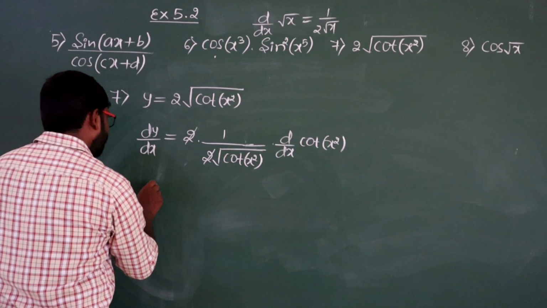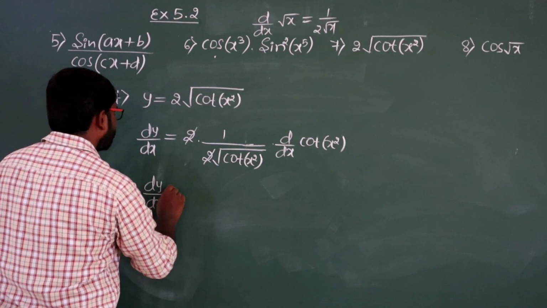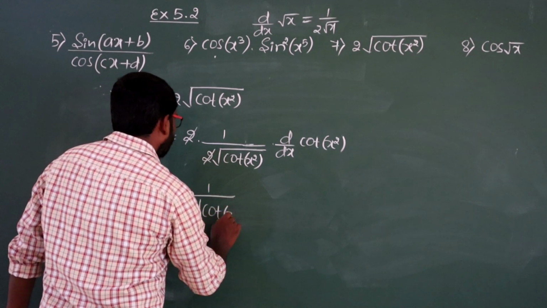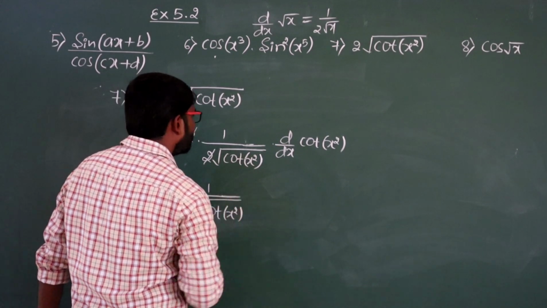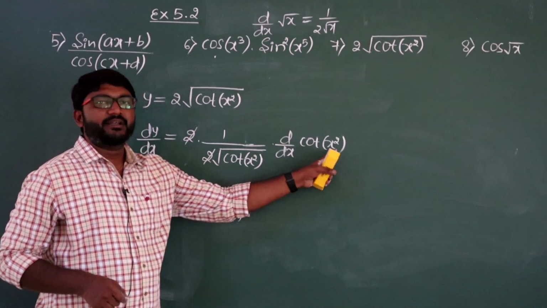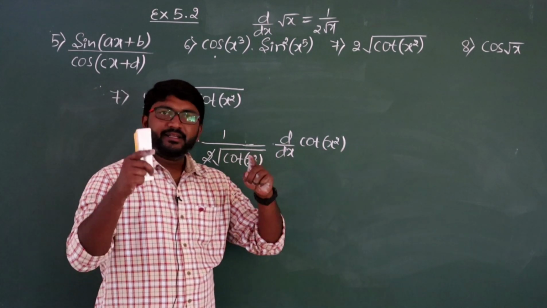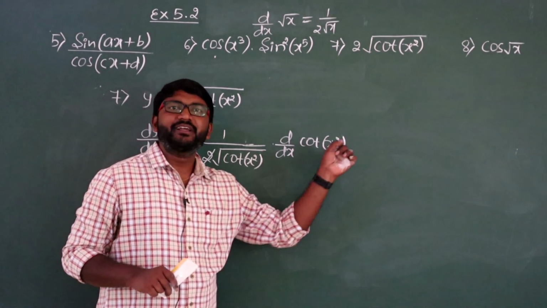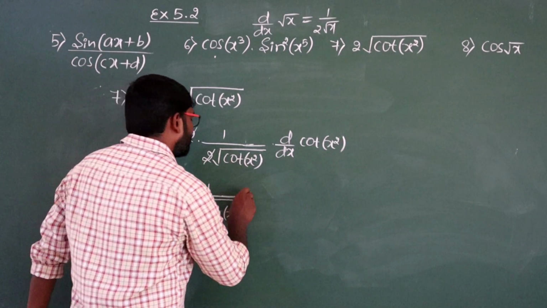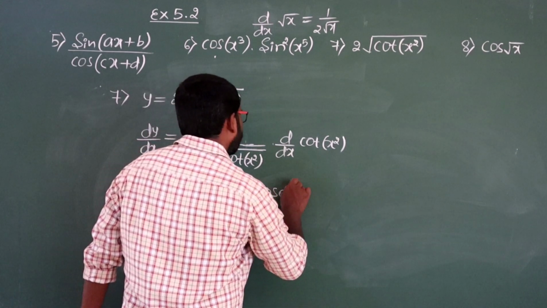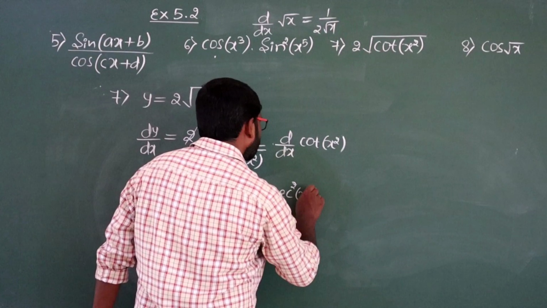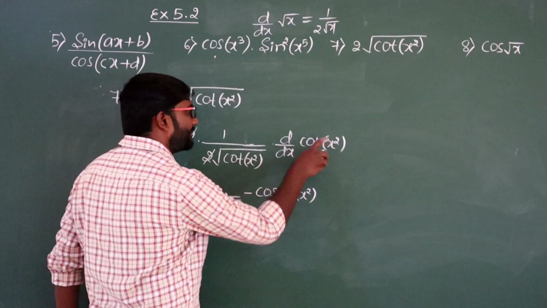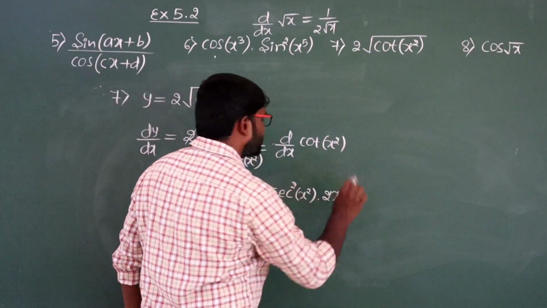2 gets cancelled here. dy by dx is equal to 1 divided by square root of cot of x square, then the derivative of cot of x square. Again, whatever is in the bracket, we must consider as x. What is the derivative of cot x? Minus cosecant square x, where x is x square here. And then take the differentiation of this inside function once again. So the derivative of x square will be 2x.